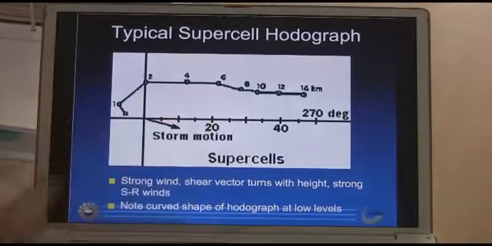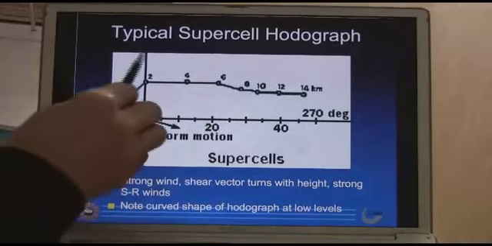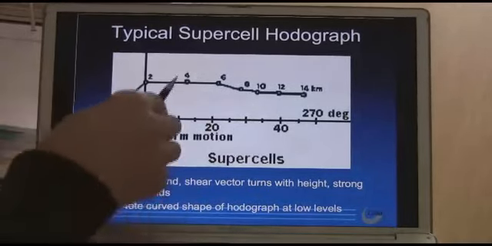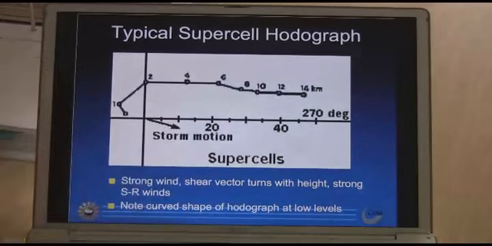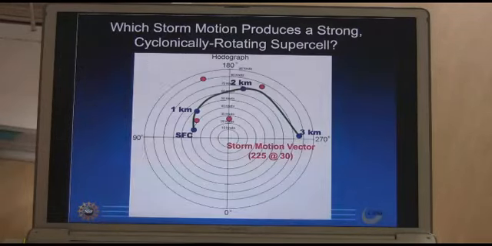So sure enough, we have extremely strong storm relative winds, the shear vector turns through 90 degrees, so the helicity here appears to be pretty substantial, and sure enough, you would expect to see a supercell storm.